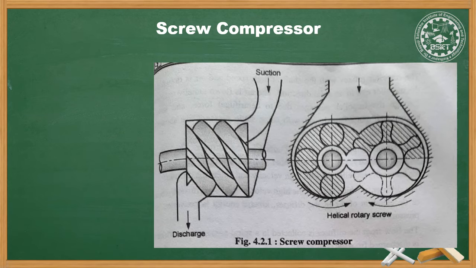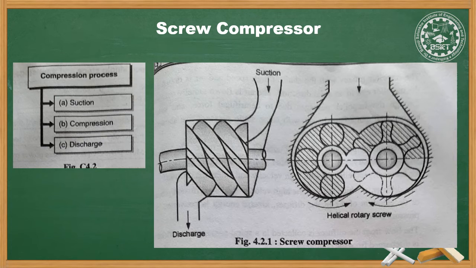The compression process is obtained by direct volume reduction with pure rotary motion. For clarity, the following description of the compression phase is limited to one male rotor lobe and one female rotor interlobe space. The compression process is described in three processes: suction, compression, and discharge.